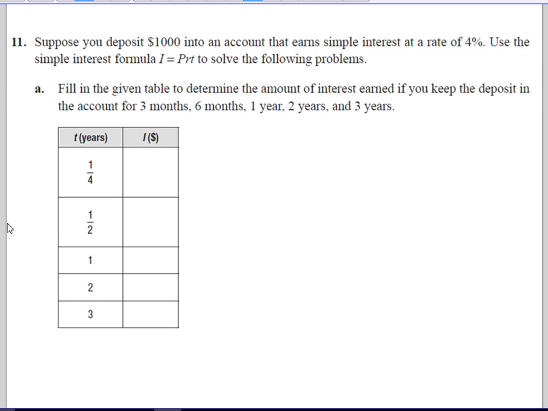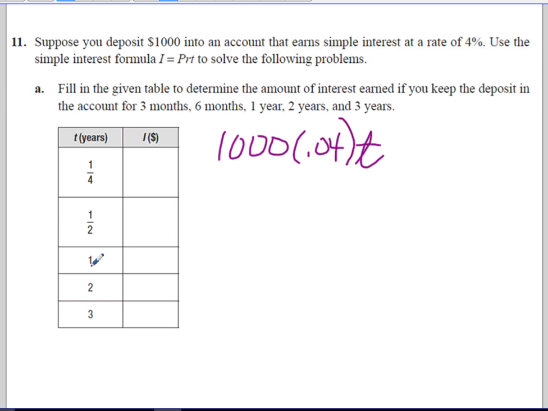Suppose you deposit $1,000 into an account that earns a simple interest rate of 4%, and we're using the formula I equals PRT. It mentions 3 months, 6 months, a year, 2 years, 3 years, and we're supposed to find the interest for a $1,000 deposit. So we're going to do the principal, which is 1,000, times our rate, which we know is 0.04, and then times the time, which is going to change. And make sure you use time in years.